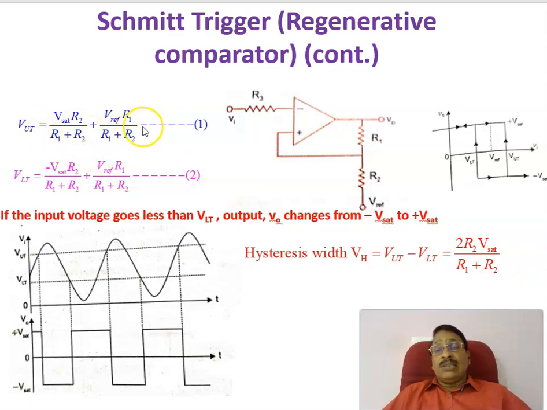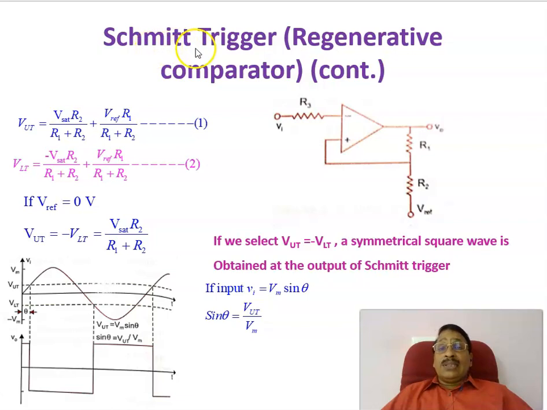Therefore, this is the equation for the upper threshold voltage, and this is the equation for the lower threshold voltage. And if the input voltage goes less than the lower threshold voltage, the output will change from minus Vsat to plus Vsat, and this is the hysteresis width.